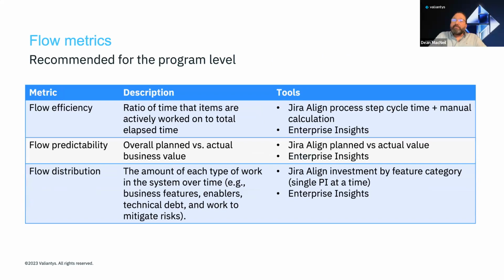3 more can be measured at the program level in Jira Align and Enterprise Insights. They are flow efficiency, which is the ratio of active time to flow time; flow predictability, the planned versus actual value delivered; and flow distribution, the amount of each type of work in the flow over time. Let's start by reviewing flow visualizations available in Jira Software.